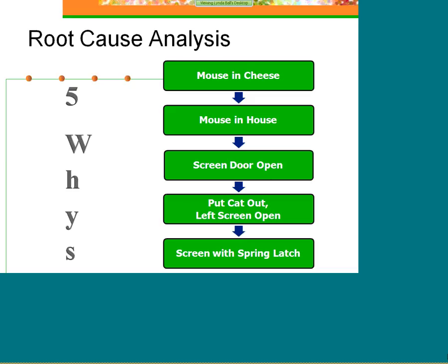So you can see how anywhere along that line, we could have put a Band-Aid, but in order to fix the problem, it was that the screen door was open, and that's why the mice were coming in and getting into the cheese. So that's what 5 whys is all about. They say you need to ask why at least 5 times to get down to the root cause, to the real reason that there's a problem going on.